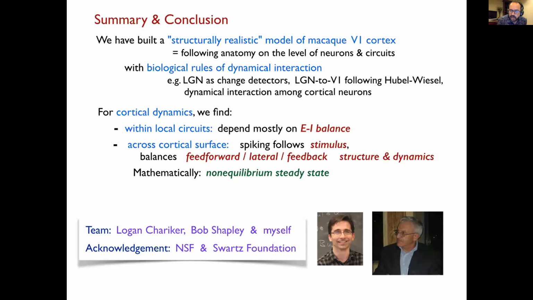Thanks, Lai-Sang. So if there are questions, please type them in the Q&A box. In the meantime, I had a question. This is kind of a two-part question. What happens if you present more complex stimuli? And, to turn this around, how would you verify this model accurately captures cortical responses?